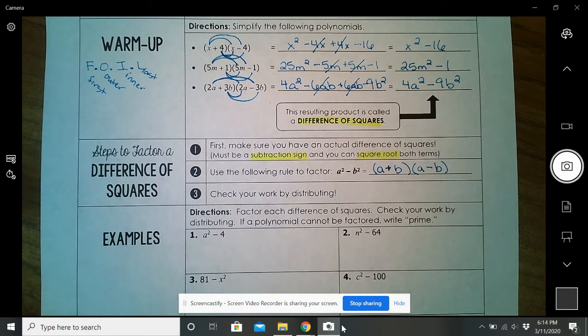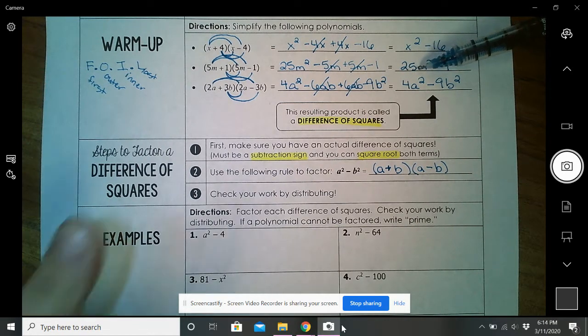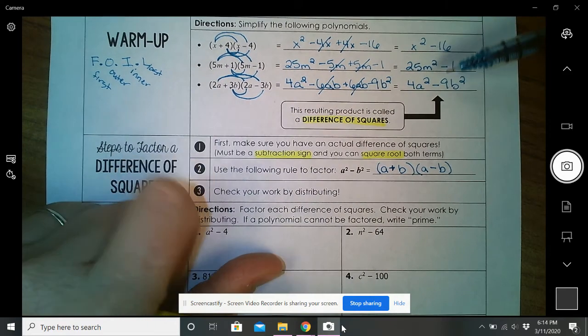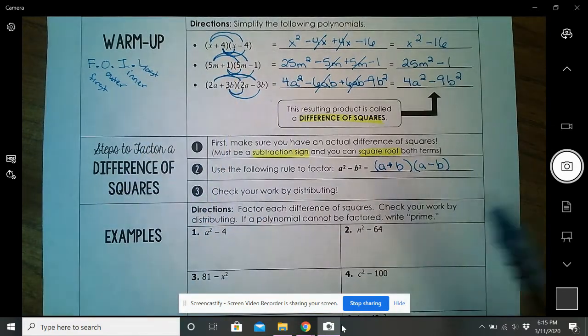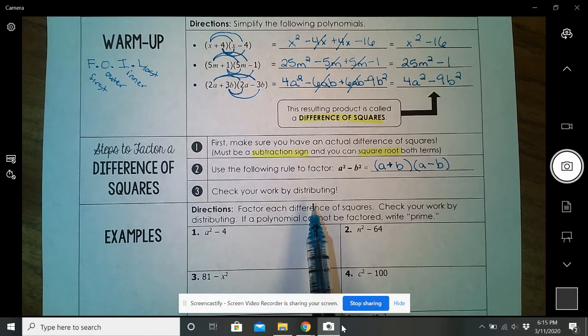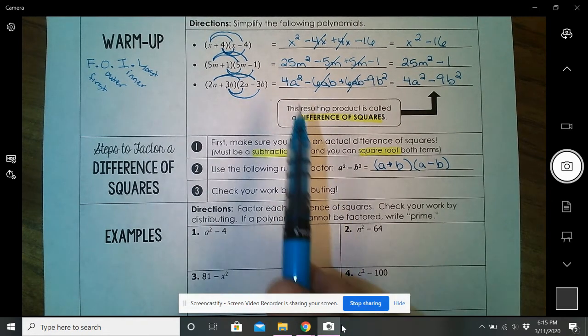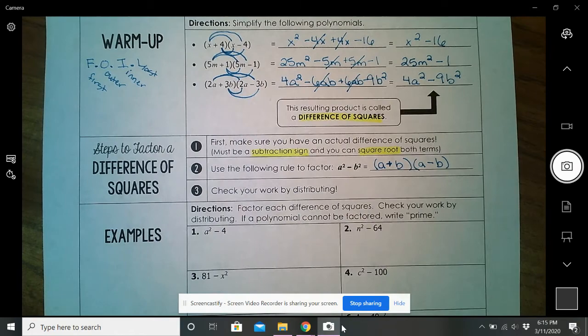If you need to think that one through, take a look at our work again. Let's go with this middle term. If we take the square root of 25, we get 5. If we take the square root of 1, we get 1. So when it says we have to be able to take the square root of both terms, that's what we're talking about. We're trying to find the A and B, the square root of what's on the page. And then you can always check our work by distributing just like we did here in the warm-up.